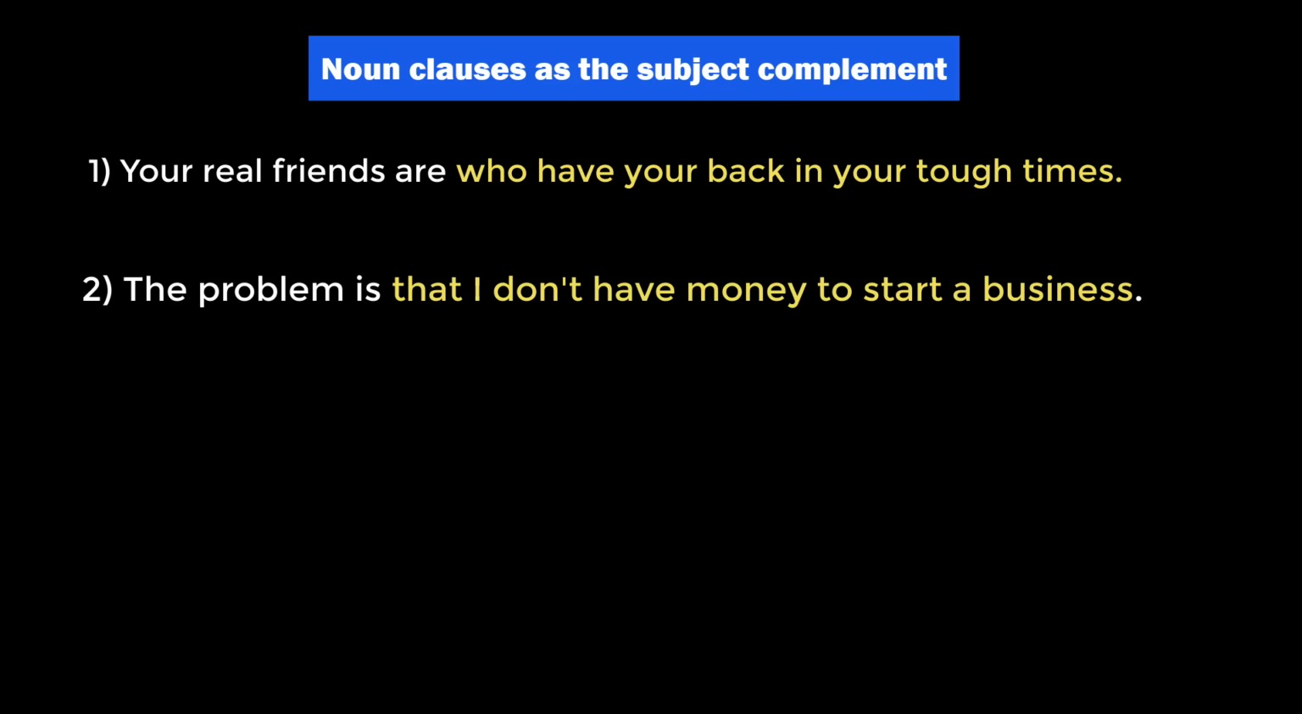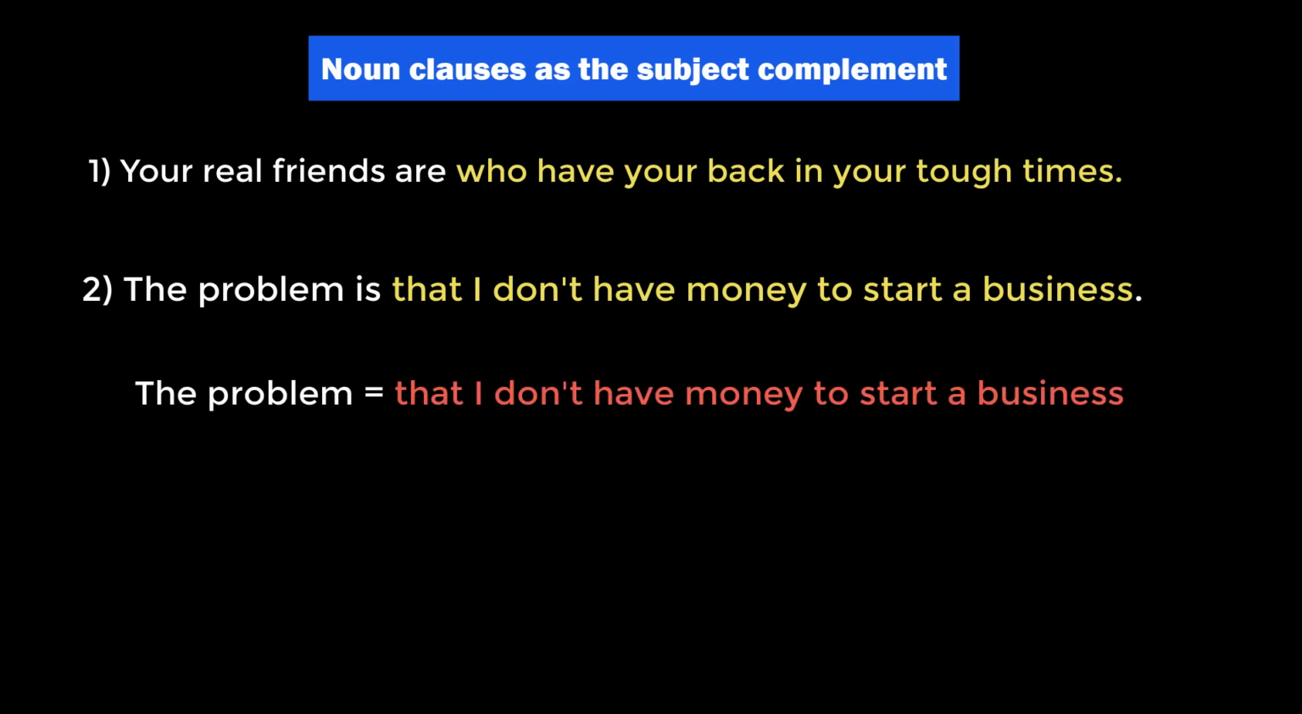The problem is that I don't have money to start a business. So the noun clause is that I do not have money to start a business. It's working as a subject complement. It's giving information. It's giving a new name to the subject, the problem. What is the problem? The problem is that I do not have money to start a business. Let's look at the next example.